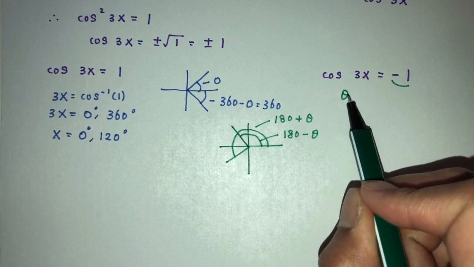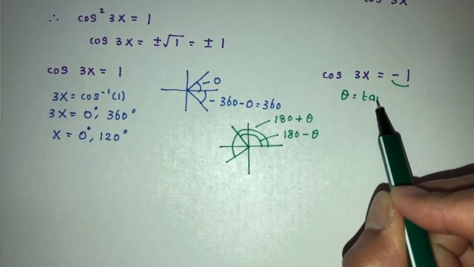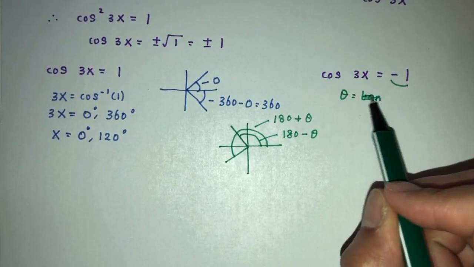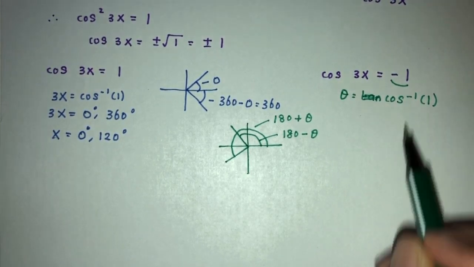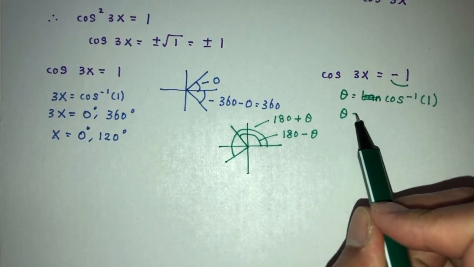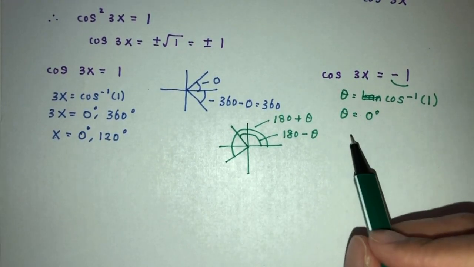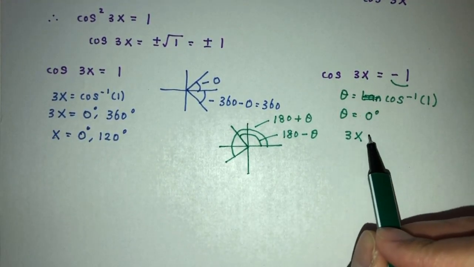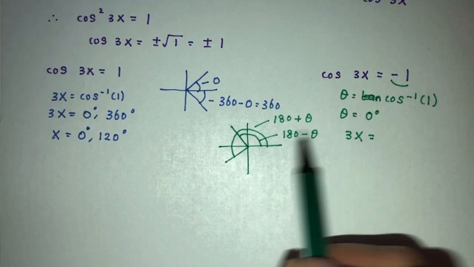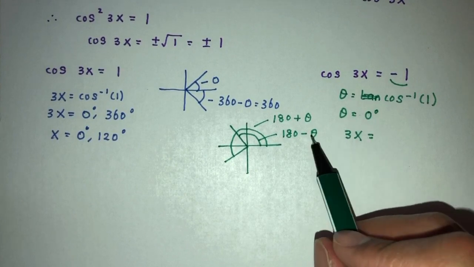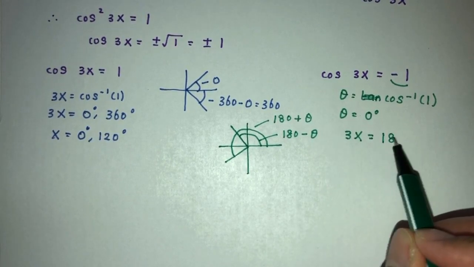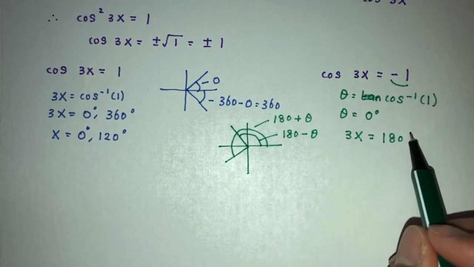Basically, let's find theta is equal to cos inverse of the positive value of this. So this will be equal to 0 degrees. So now 3x is the actual angle. We will have to find this according to the quadrants. It should be 180 minus theta, which is 0, so that will be 180. This is also 180.